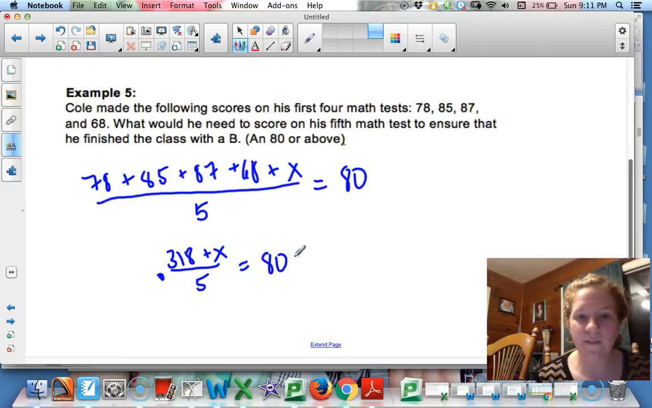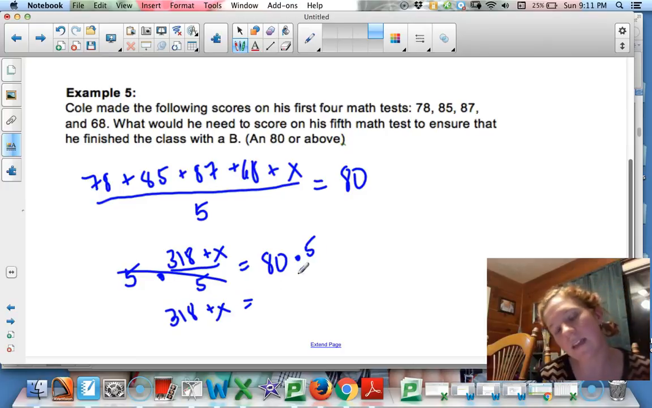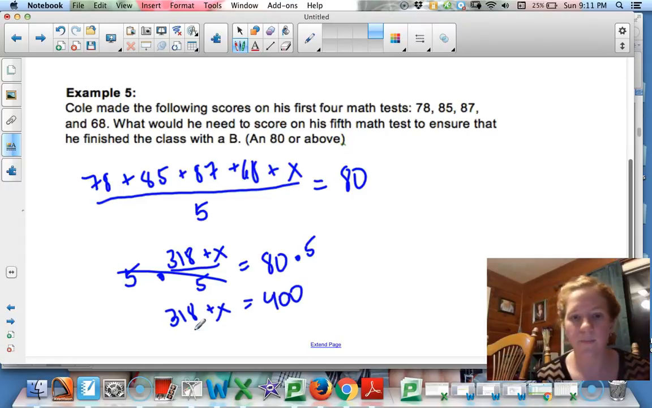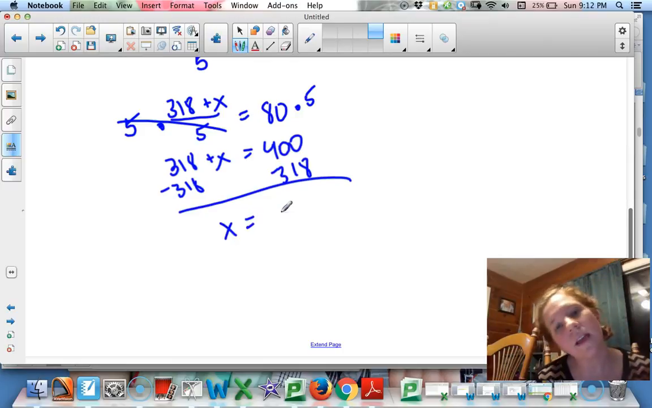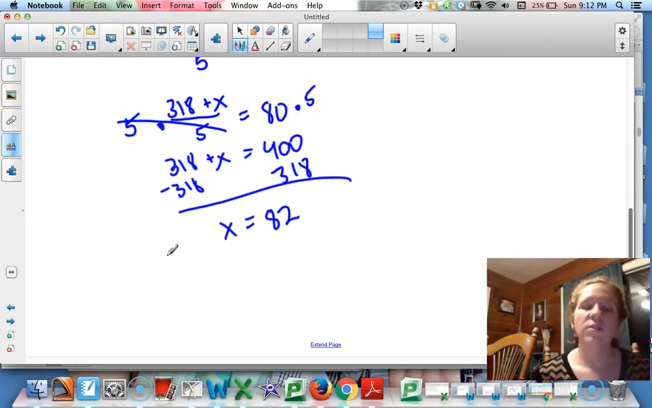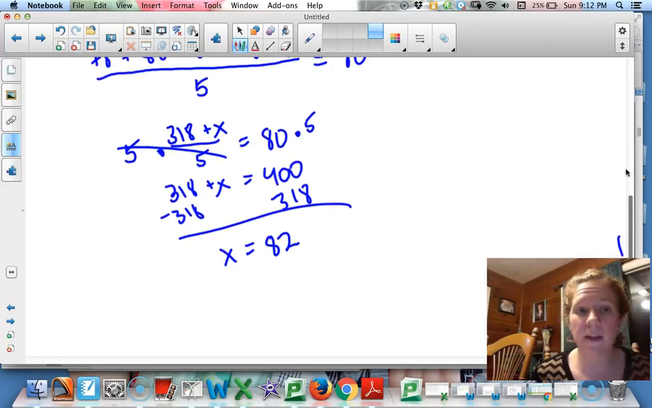I'm going to deal with this 5 first. I'm going to multiply by 5 on both sides because dividing by 5 I can undo with multiplying. That leaves me with 318 plus x equals, and then 80 times 5 is 400. And now I'm just going to subtract that 318, and I get x equals 82. So that tells us that if Cole wants to have a B in the class, then he has got to get an 82 on that next test in order to get his average where he wants to be, which is not a bad spot to be in.